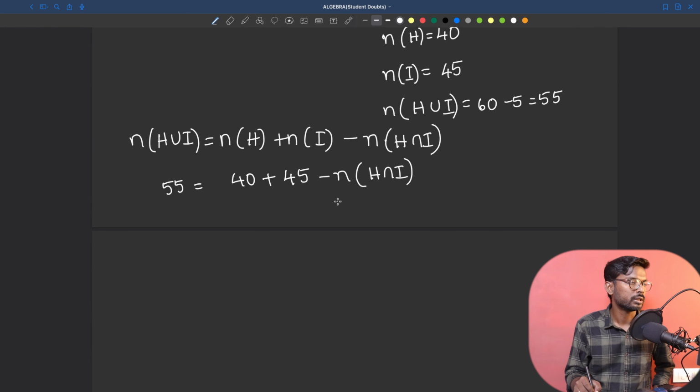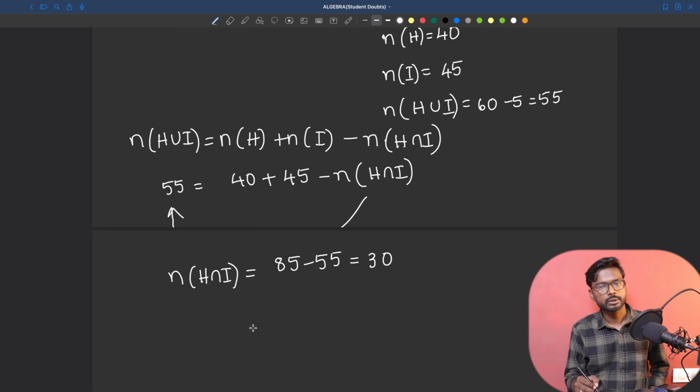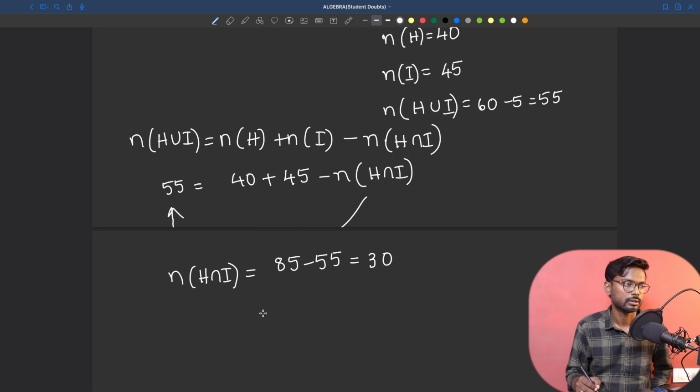So from this, bring this one to this side. So this would become n of H intersection I is 40 plus 45, which is 85, minus 55. So this is 30. So 30 people will read both Hindu and Indian Express. So this is the answer.